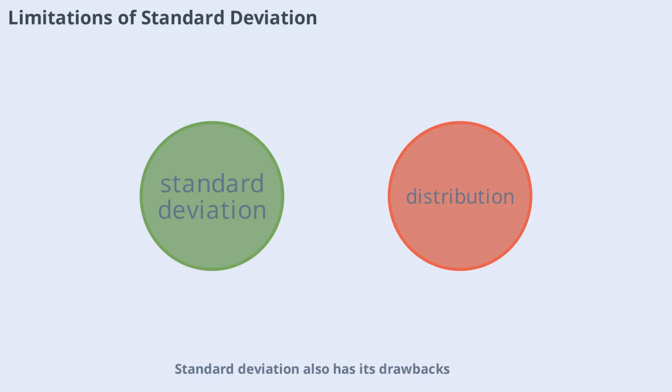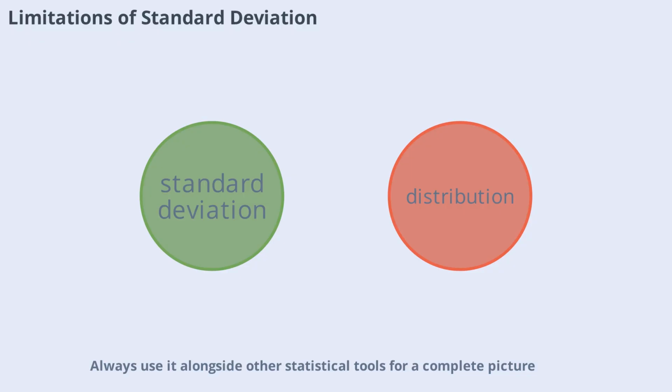Standard deviation also has its drawbacks. It assumes that data is distributed in a certain way, usually symmetrically around the mean. If your data is skewed or has multiple peaks, standard deviation might not fully capture the spread. Always use it alongside other statistical tools for a complete picture.